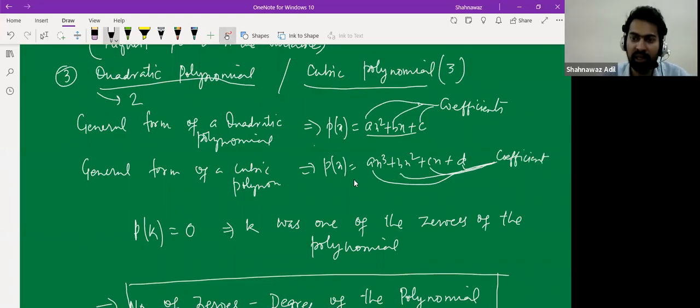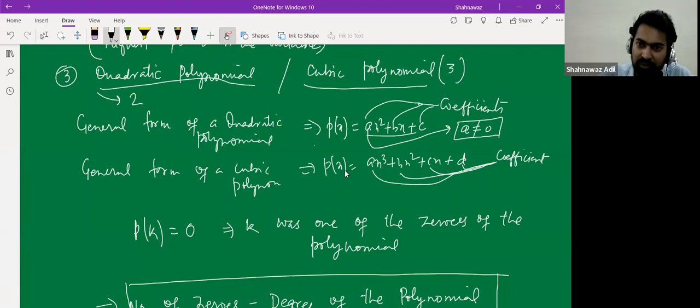And one critical point about the quadratic polynomial is that this a can't be 0. Why so? If it multiplies with x, the value will get 0. So you will not have a power 2 or degree 2. So that will not be a quadratic polynomial. So for a quadratic polynomial, a must not be 0.